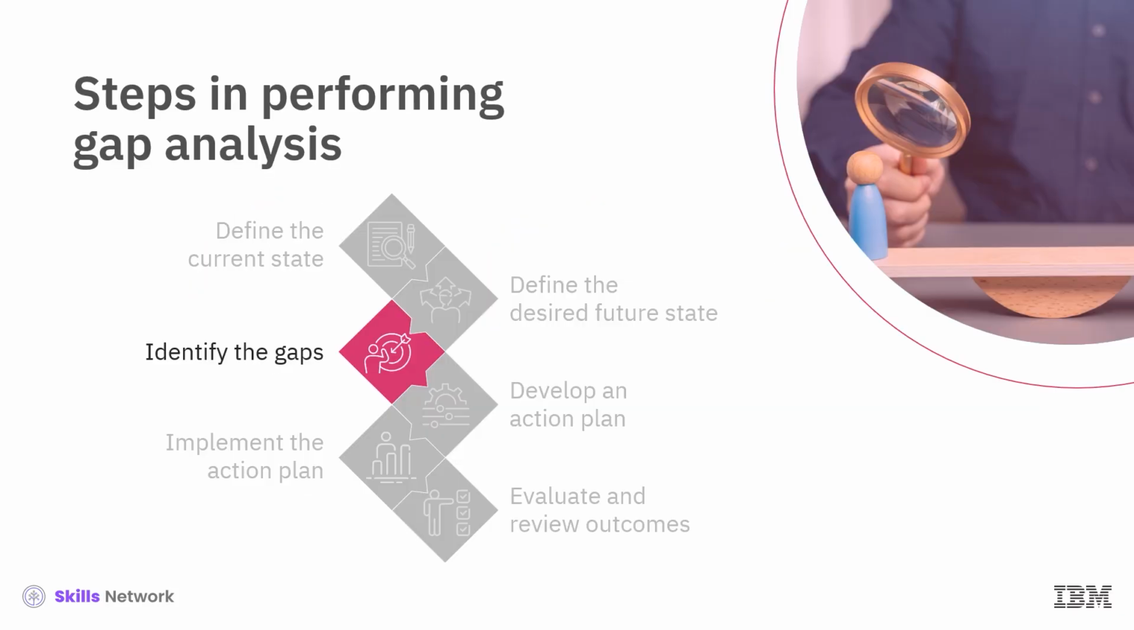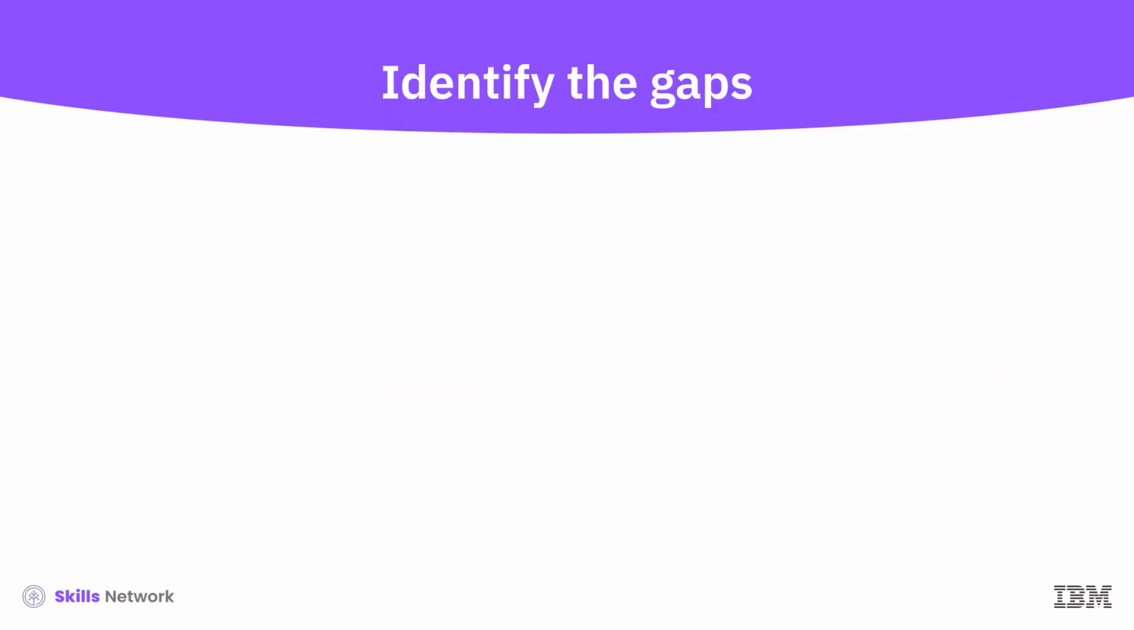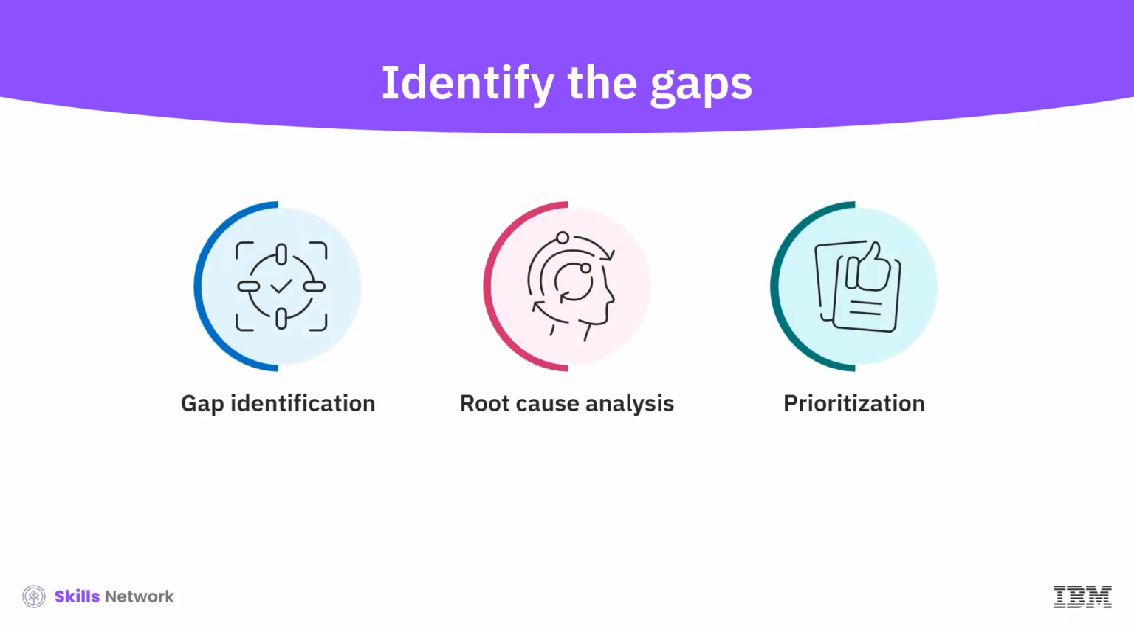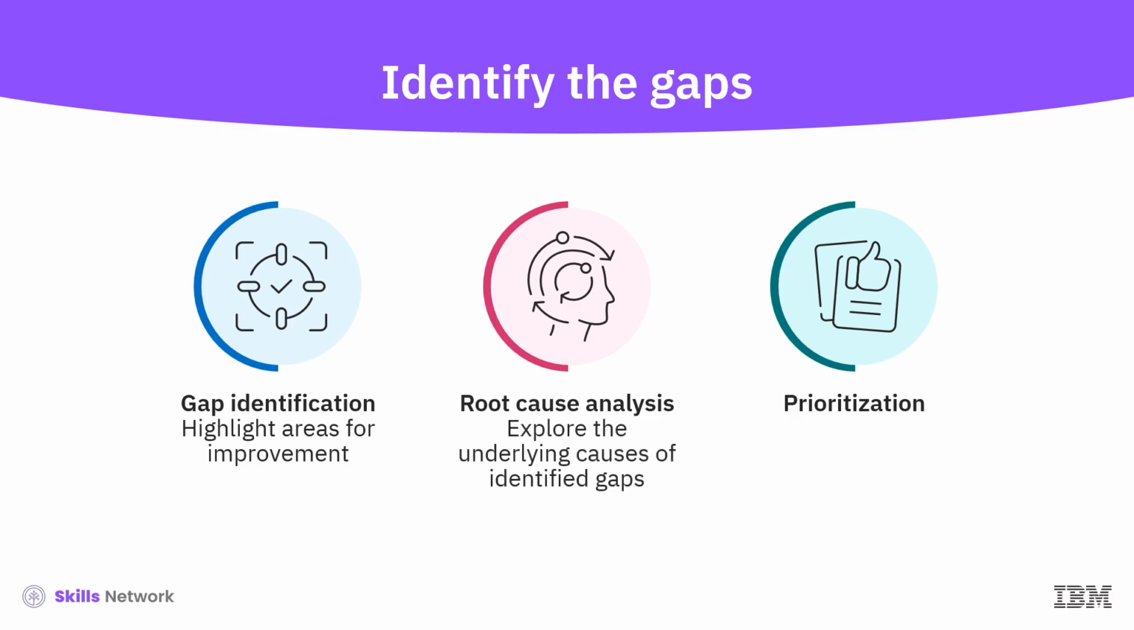Once the current and future states are defined, the next step is to pinpoint the gaps between them. This involves analyzing the differences and understanding what is preventing the organization from achieving its goals. Key activities include gap identification, root cause analysis, and prioritization. Gap identification compares the current and future states to highlight areas needing improvement. Root cause analysis explores the underlying cause of these gaps to understand why they exist and what factors contribute to them. Prioritization ranks the gaps based on their impact, urgency, and the resources required to address them, ensuring that the most critical issues are tackled first.